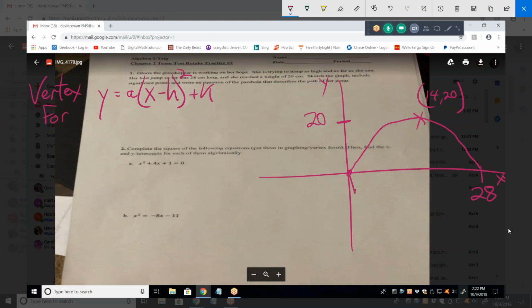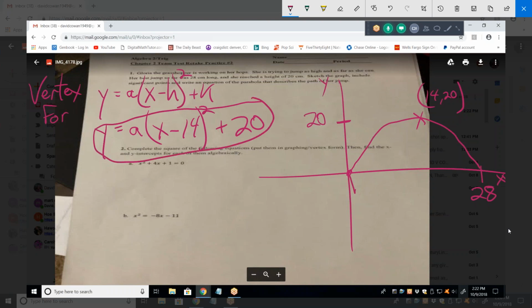Now tell me everything you can tell me about this equation. The vertex is the h and k, right? Correct. So you have a times, oh, it's x minus, what's the x coordinate of the vertex? Oh, 14. And then squared plus 20. Okay. So we know that much about this equation of motion.